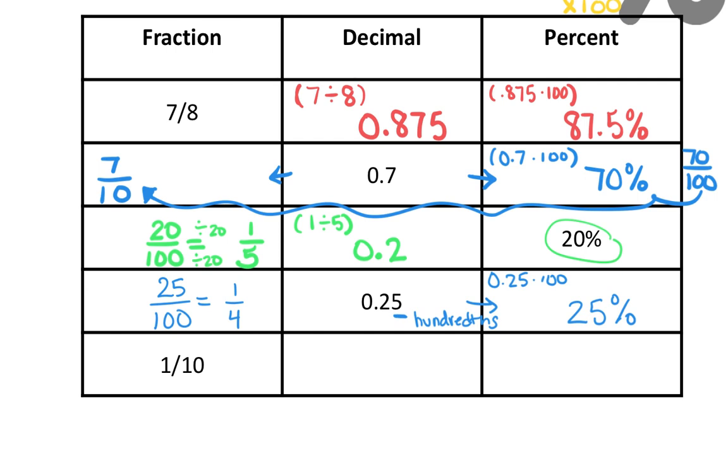The last example is 1/10. To get to our decimal, we take 1 divided by 10, and that gives us 0.1. And then to get to a percent, again, we multiply by 100. So that gives us 10%.